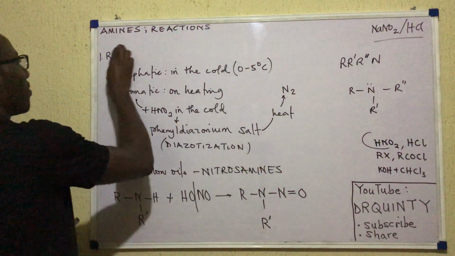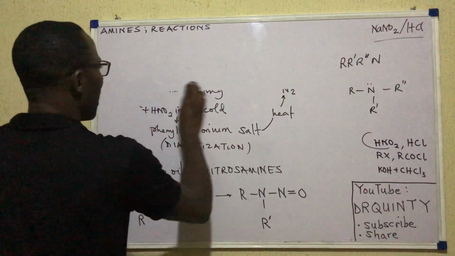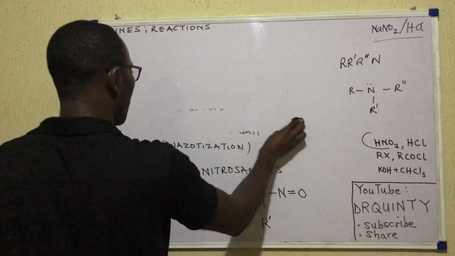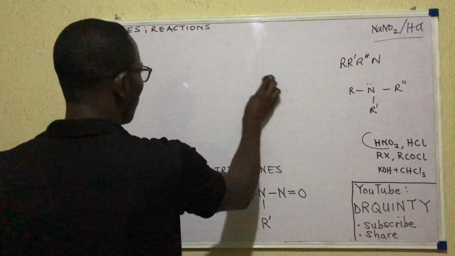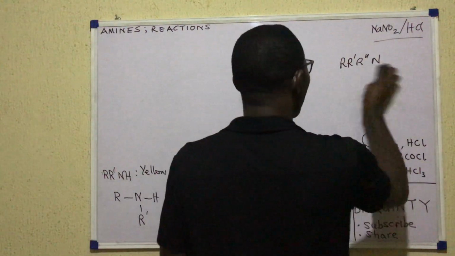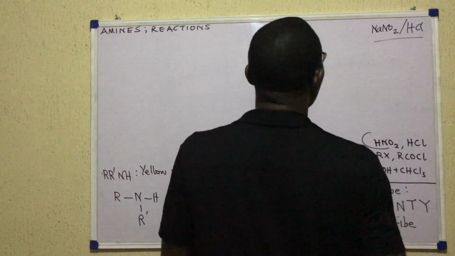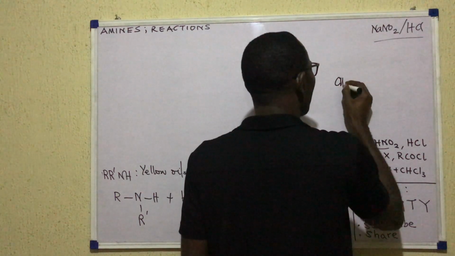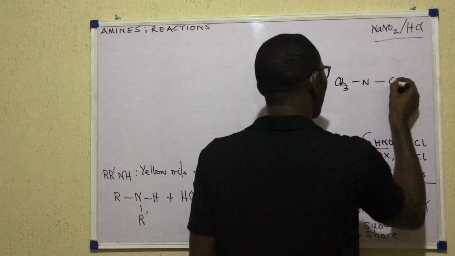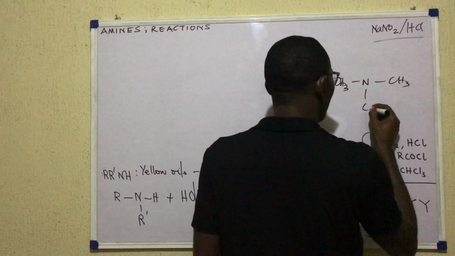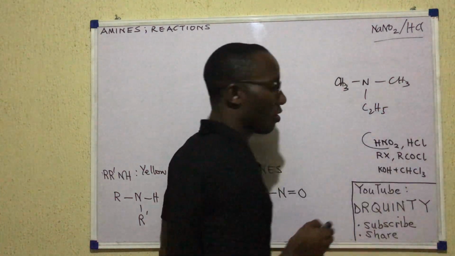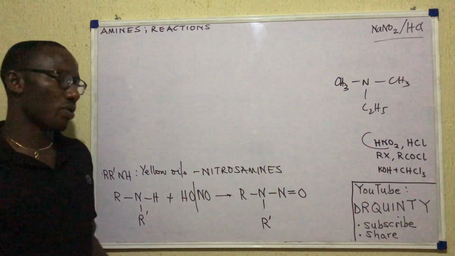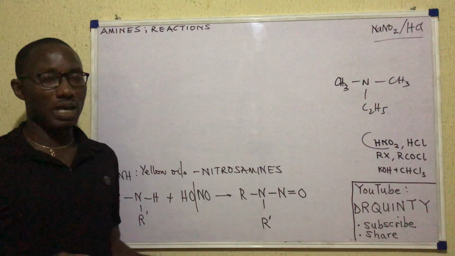Alright, for tertiary amines, we said that if you have a tertiary amine, look at this tertiary amine now, let's draw it here. Let's put one tertiary amine here. We have something like CH3 and CH3 and C2H5. This is a tertiary amine. If this tertiary amine were reacted with HNO2, nothing would happen.